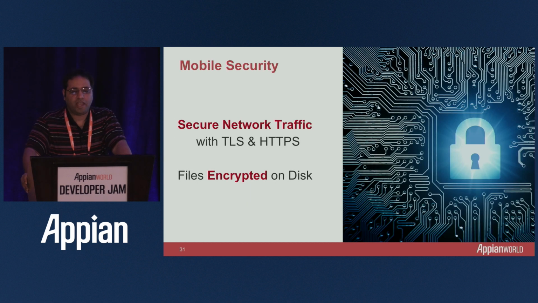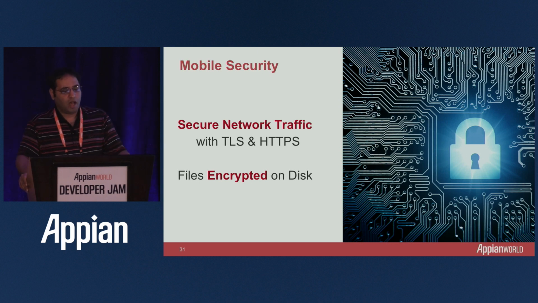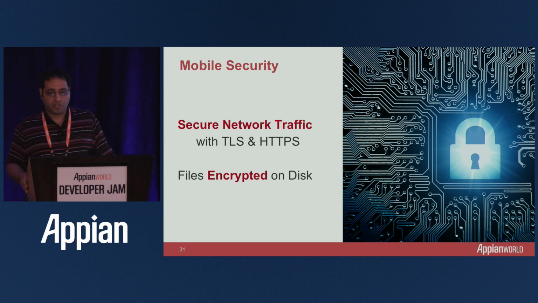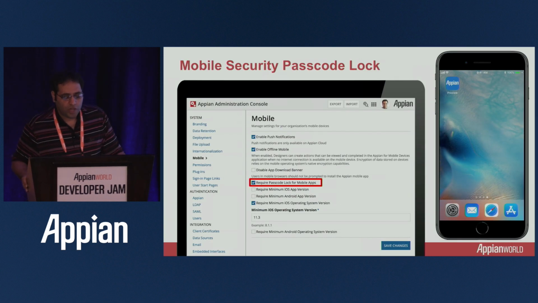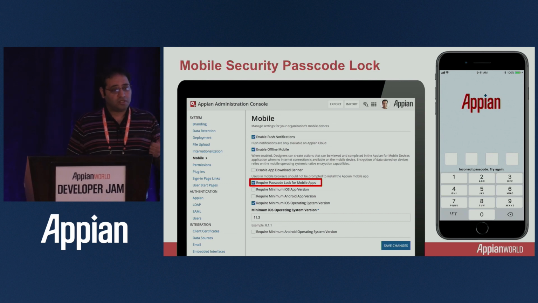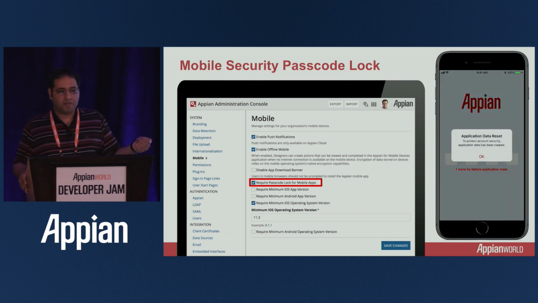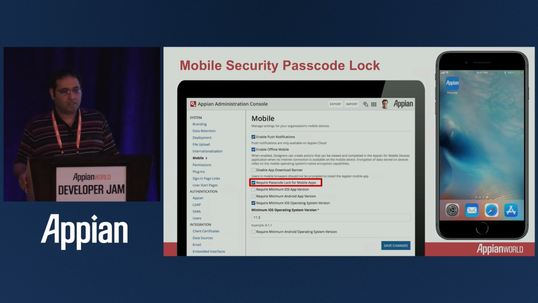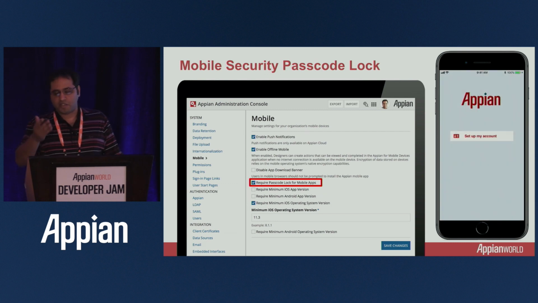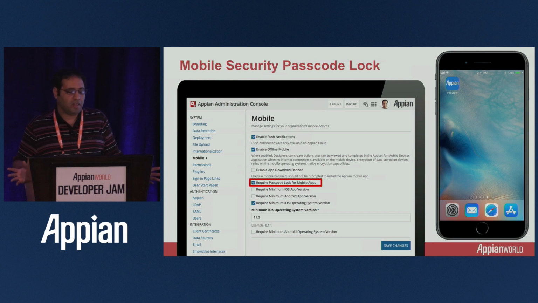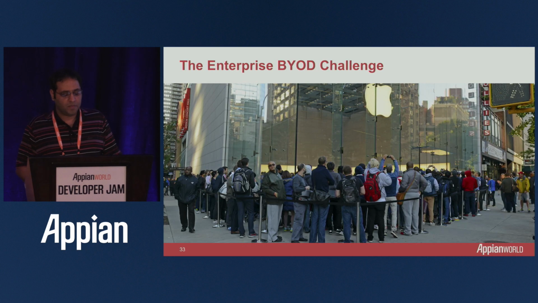Also, the mobile applications use best-of-breed security. You don't have to worry about it, but every connection is secure with TLS and HTTPS. The files that I showed you in the offline demo that are stored are encrypted in the container and storage. We also allow you to have a passcode lock on the mobile application. So when someone uses it, they enter the passcode, and if they keep getting it wrong a few times, the whole application gets wiped totally from the device, and you start with a blank account with nothing in the application sandbox.